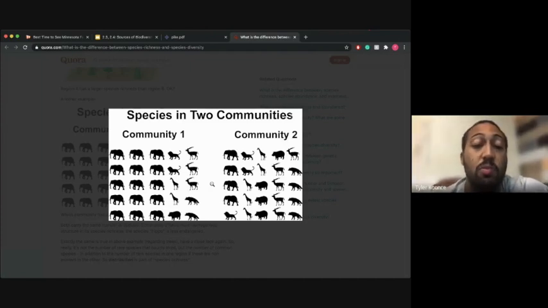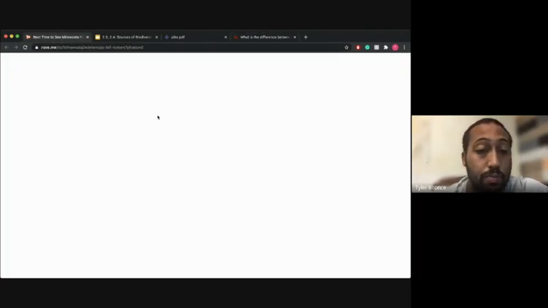When it comes to species evenness, however, as you can see, community one has way more elephants in its community, and it kind of dominates it, whereas this one is pretty evenly spread out. There's either three or four of each in the community. So we would say that community two has more species evenness. So that's that first one.